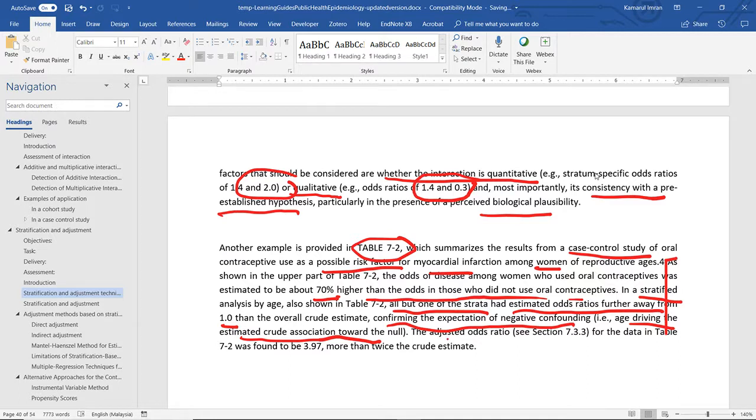So you see here the adjusted odds ratio was found to be 3.97, more than twice the crude estimate.